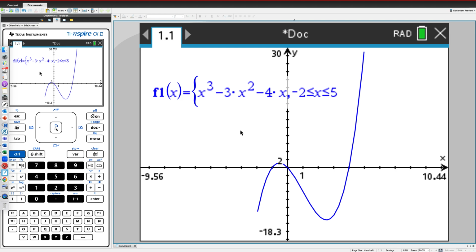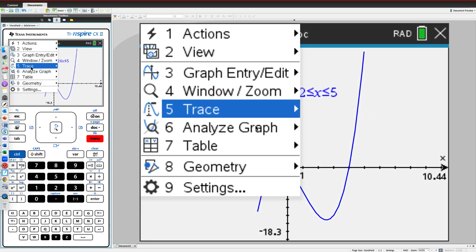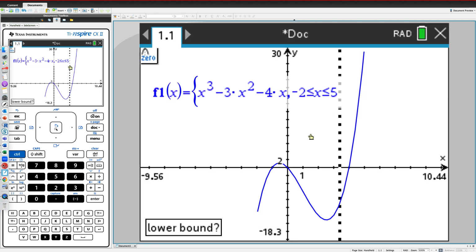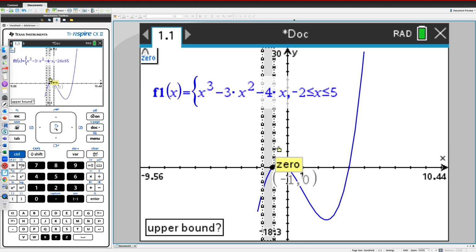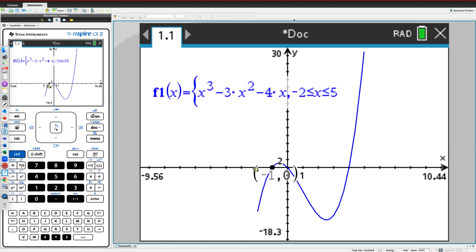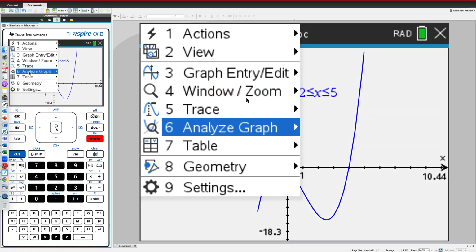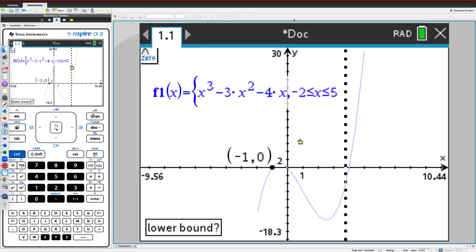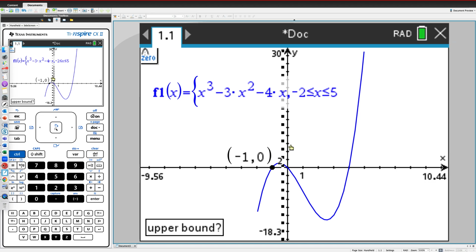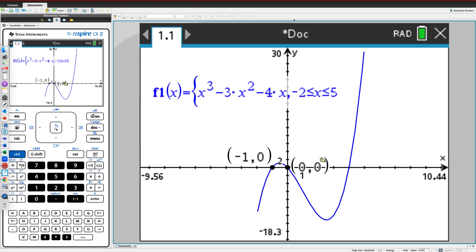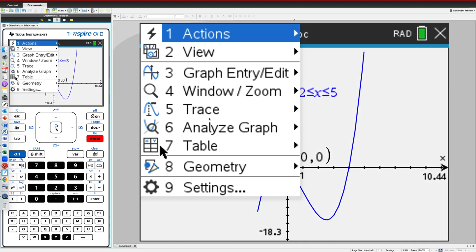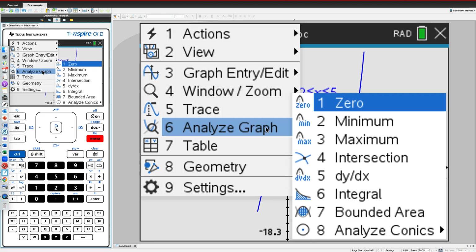All right, let's find our key values here. What do you see that we need? Zeros. Analyze graph. We'll go to zero. The first zero is negative 1 comma 0 is what I'm getting. I'm going to do it a second time. Go to the left of the zero, click. Go to the right of the zero, click. That's our second zero. Do I only have 2 zeros? No. I have a third.